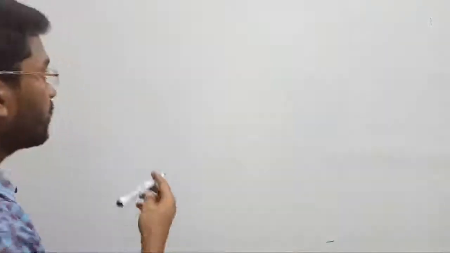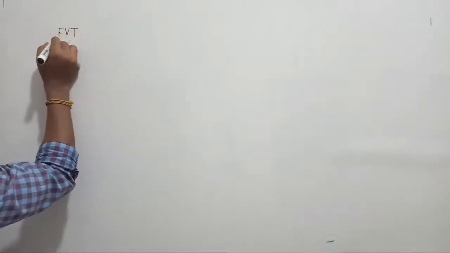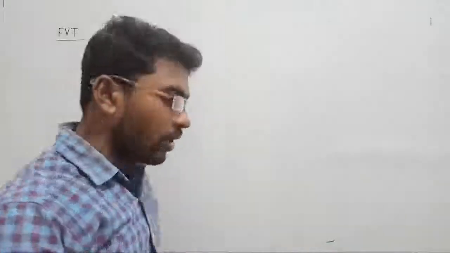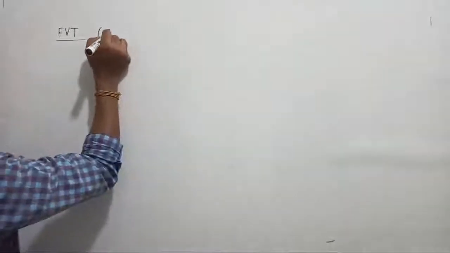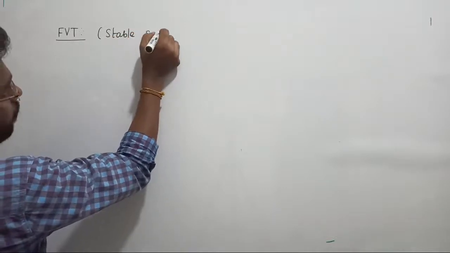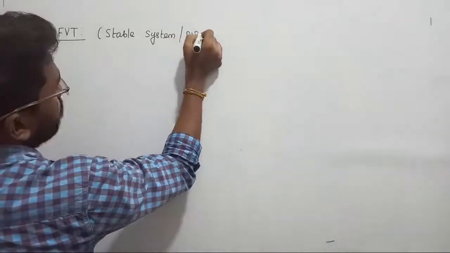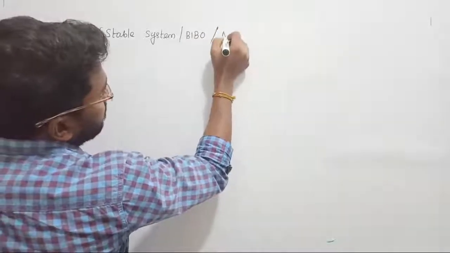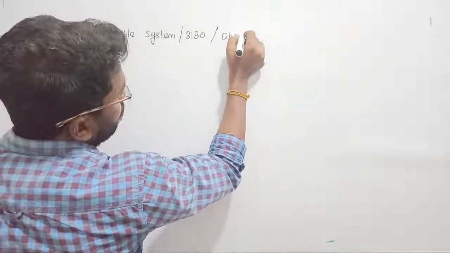So the final value theorem for the function can be defined as follows. Let us define the final value theorem. First of all, you all have to notice one thing: the final value theorem is only applicable for whom? The answer is a stable system. It is only applicable for a stable system, or we can say a BIBO system, or we can say an absolutely summable system.